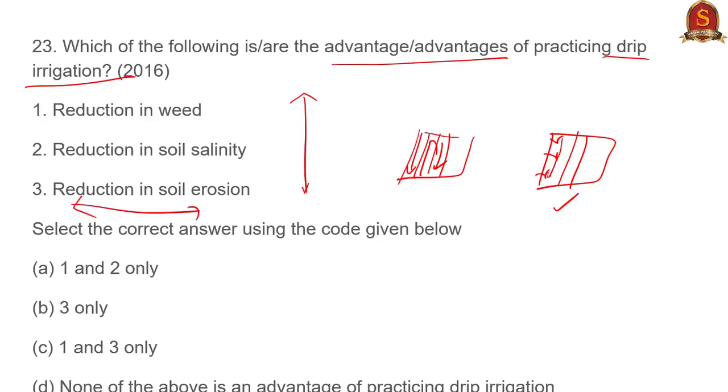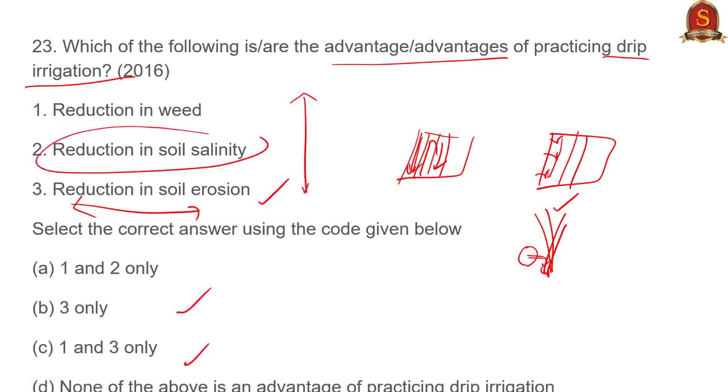Reduction in soil erosion. Yeah, of course, because if you have a flood type of irrigation, then the topsoil is eroded. But when you go for a mechanized form of supplying water to the root of the soil, then water is present only here, which means soil erosion is prevented. Statement 3 is right, which means B and C is definitely right. Need not even worry about soil salinity in large numbers.